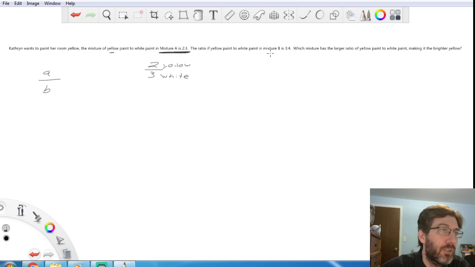The ratio of yellow paint to white paint in mixture B is 3 to 4. So that's 3 parts yellow, 4 parts white. Put a W there and yellow.